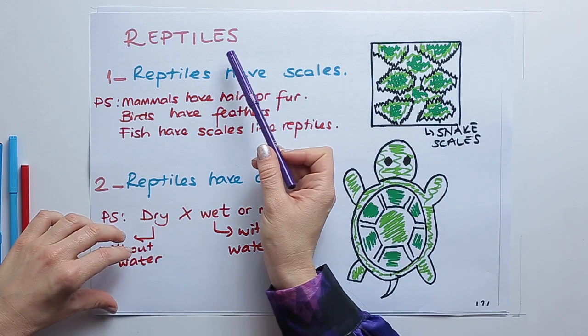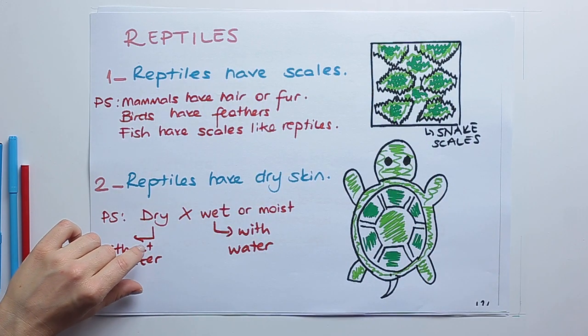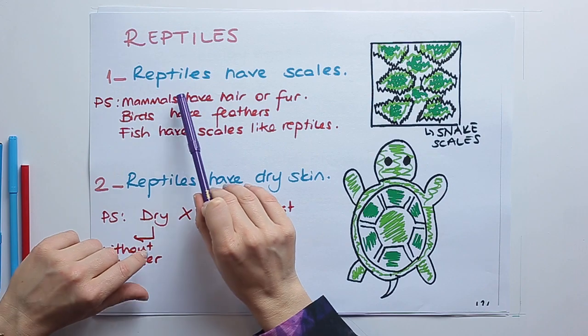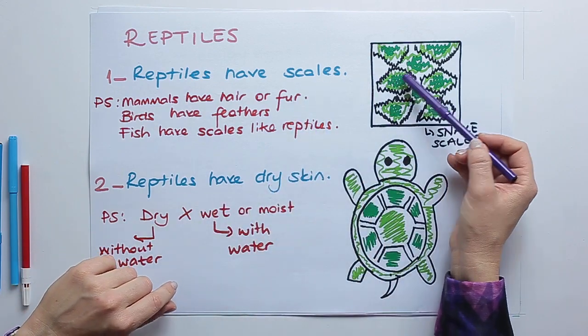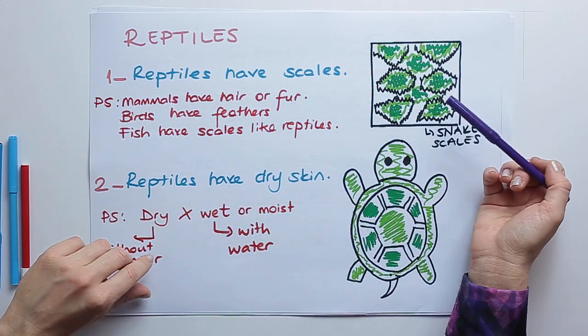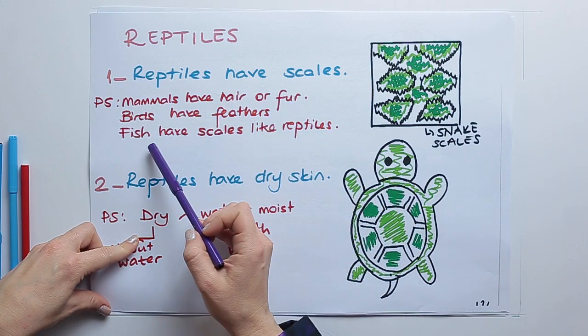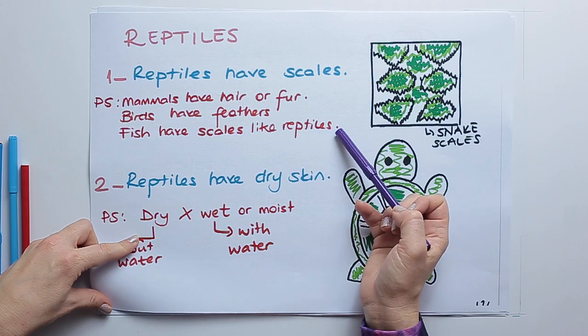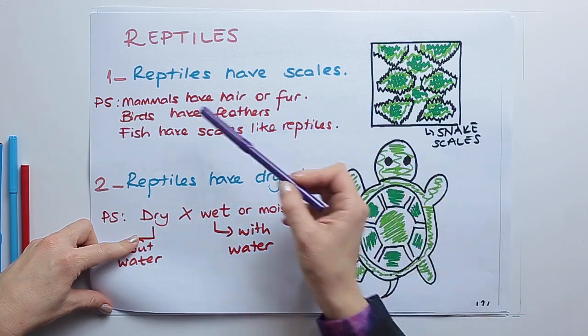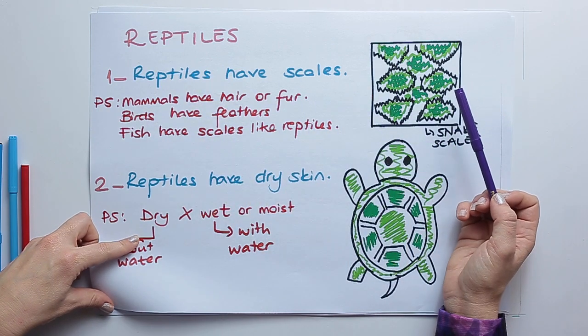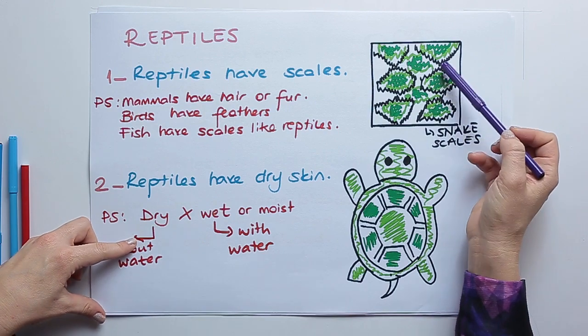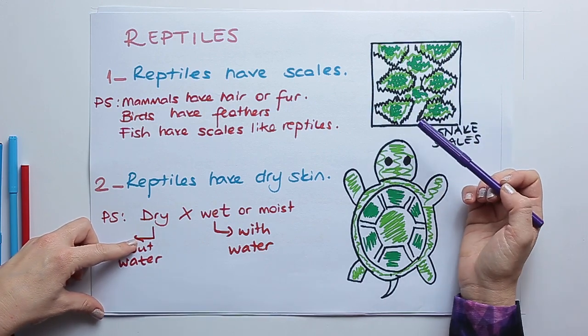Now the next one is called reptiles, which is our fourth kind. Reptiles have scales on their skin. If you remember, mammals have hair or fur, birds have feathers, but fish have scales like reptiles. So in this kind, reptiles and fish are almost the same because they both carry scales on their body.